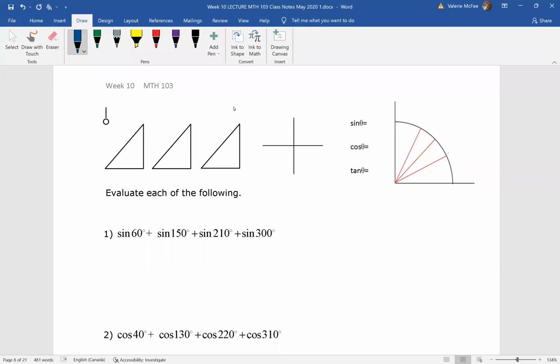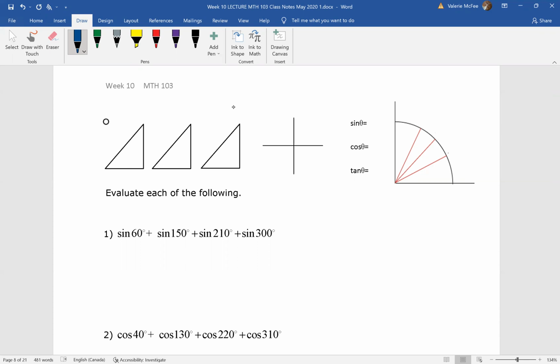Questions are interesting. Question one, I know you can evaluate because we've talked about 60 degrees, 150 degrees, 210 and 300 degrees. But question two looks impossible without a calculator. Let's talk about why it's not.